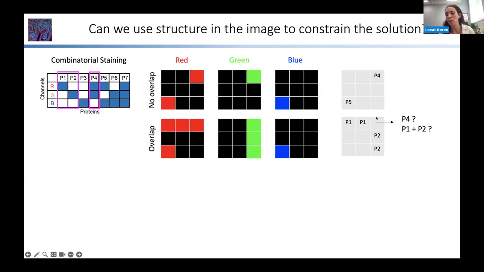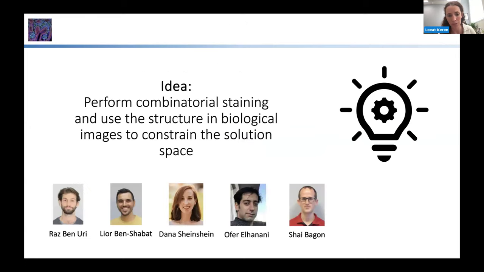And now if I try and infer this top right pixel, I can again say, okay, maybe the solution of protein four is less probable, and it's more probable that it's an overlap of proteins one and two, because we know that biological images need to be continuous, right? So an expression in a pixel needs to be somehow similar to the expression of the pixels next to it. So our idea in this project was to see if we could perform combinatorial staining and use the structure that we have in biological images to constrain the solution space to then understand the underlying protein expression.